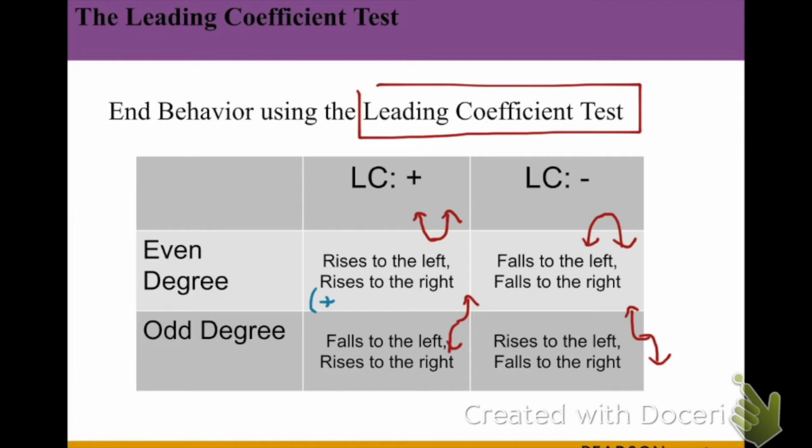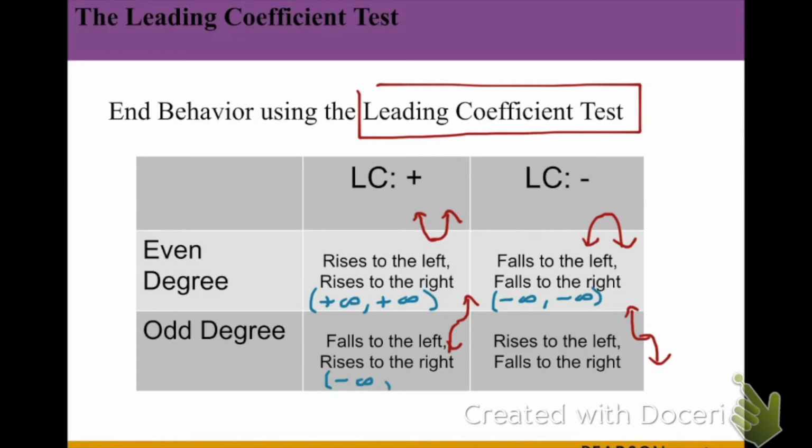But then if we have a negative leading coefficient, it will flip over the x-axis, giving us a rise to the left and the fall to the right. Another way of writing the end behavior here would be for if it's a positive leading coefficient and an even degree, it would be a positive infinity, or a rise, rise. If we have an even degree with a negative leading coefficient, this will be a fall.